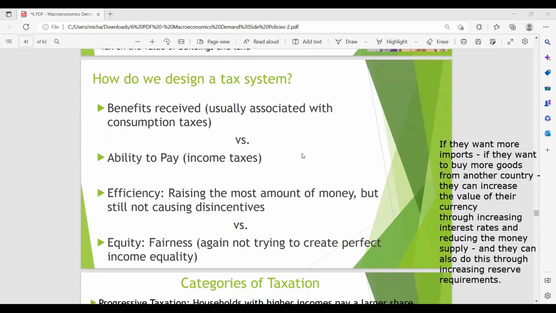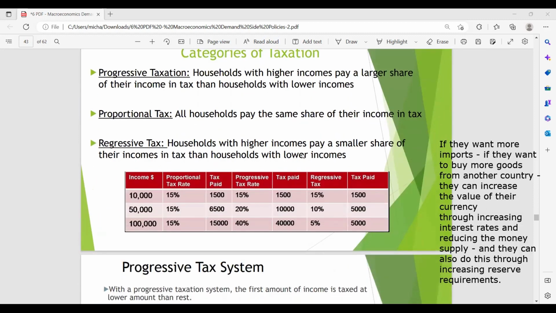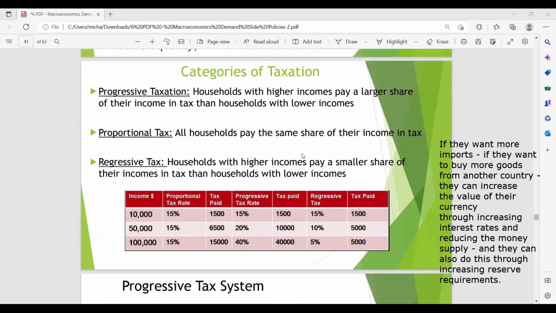So how do we design a tax system? We consider benefits received, usually associated with consumption taxes, versus ability to pay, associated with income taxes. For efficiency, we compare raising the amount of money without causing disincentives versus equity, or fairness. So there are different categories of taxation.